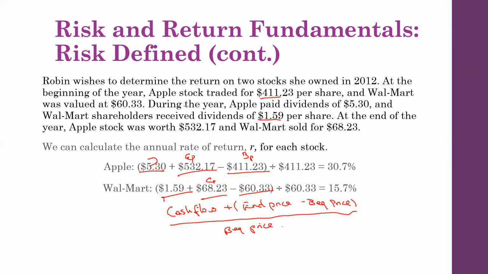So the return she got from holding Apple stock, 30%. So it simply means she purchased it, let's say, for $411. At the end of the year, it was 532, right? So there's a difference. And then she had $5.30 on her stock. Divided by her beginning price, her return is 30.7%, right? And for Walmart, it's 15.7%. So that's the value of the return.